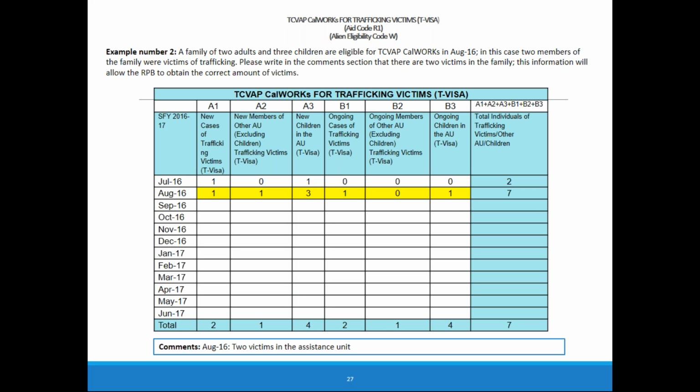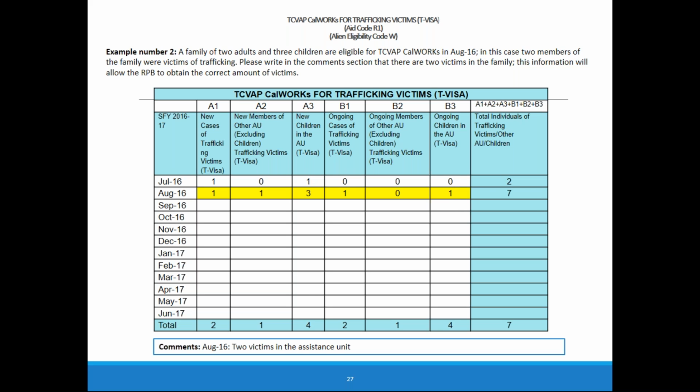On column A1, enter 1 for the trafficking victim. On column A2, enter 1 for the other eligible adult living in the assistance unit. On column A3, enter 3 for the children living in the assistance unit. On column B1, enter 1. That totals the number of ongoing cases. On column B2, enter 0 because there are no prior other adult ongoing members living in the assistance unit. And on column B3, enter 1. That totals the number of children living in the assistance unit from the previous month.